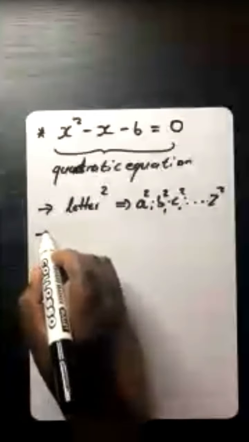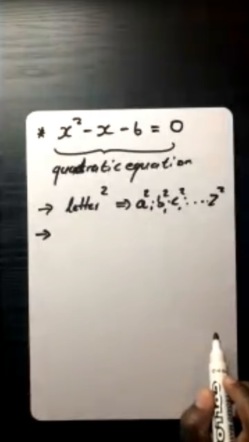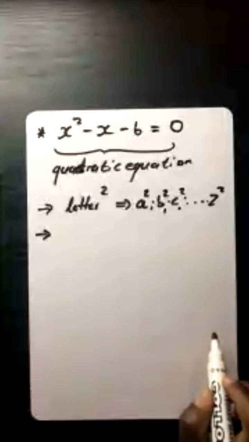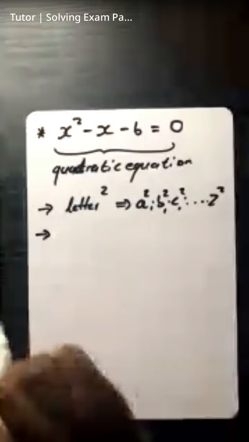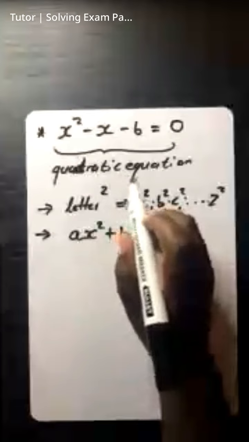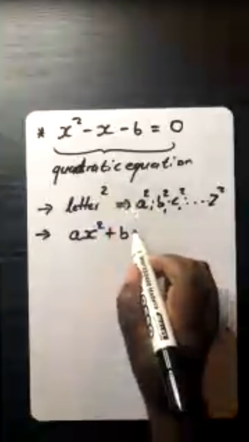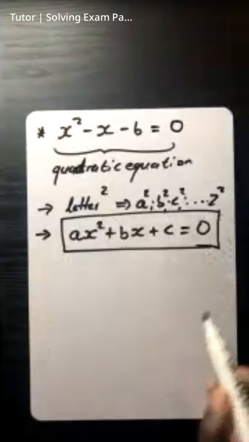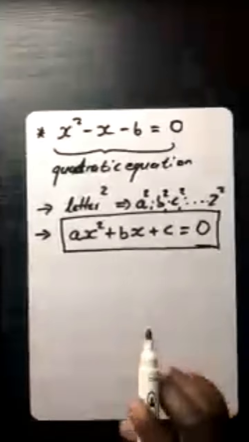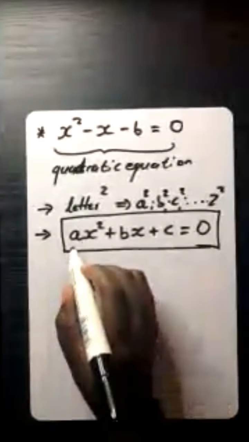So the quadratic equation needs to be written in the standard form. There's a general equation for representing a quadratic equation, which is ax squared plus bx plus c is equal to 0. So this is the general form of writing or representing a quadratic equation.